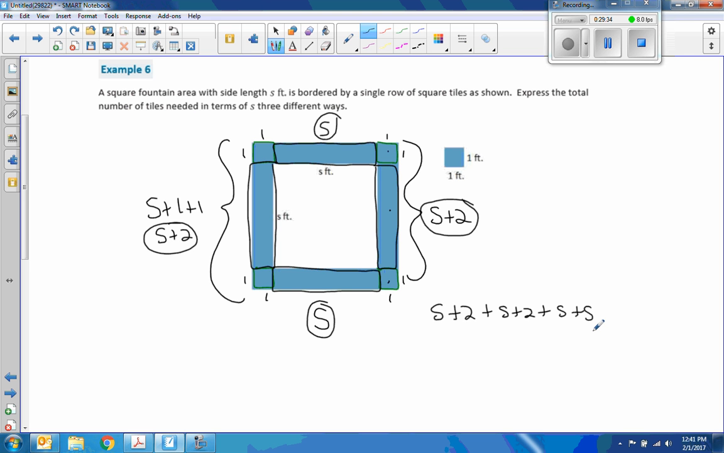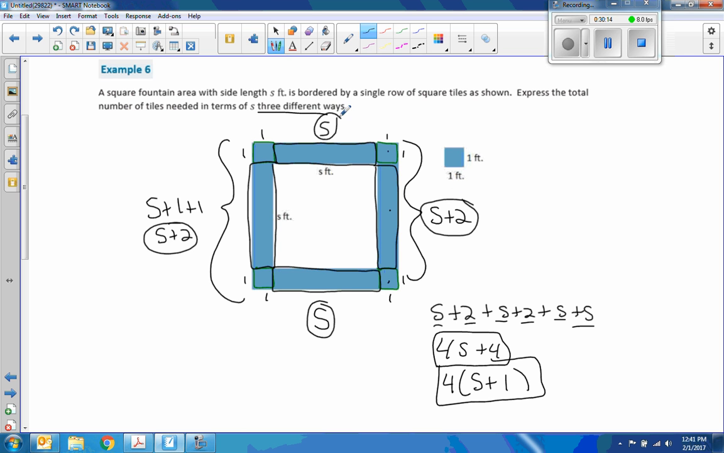Okay. And I can rearrange those and just say it's 1, 2, 3, 4 s's plus 2 plus 2, which is 4. Okay? So I can represent it as 4s plus 4. I could factor out this 4 now. Backward distribute, in the opposite direction, is called factor. 4s divided by 4 is s. 4 divided by 4 is 1. So this is a solution. This is a solution. That's 2. They said 3 different.